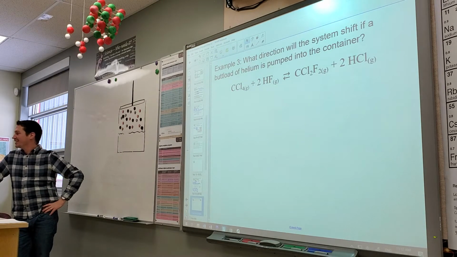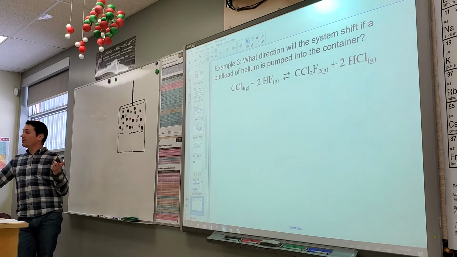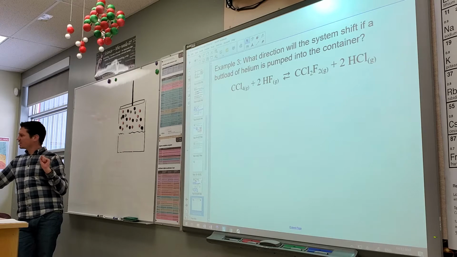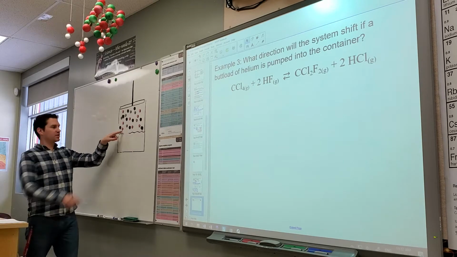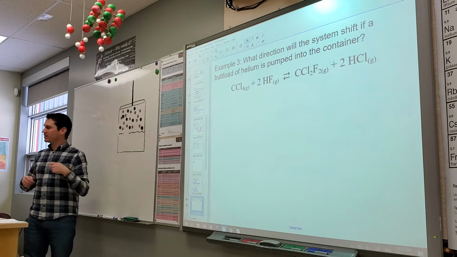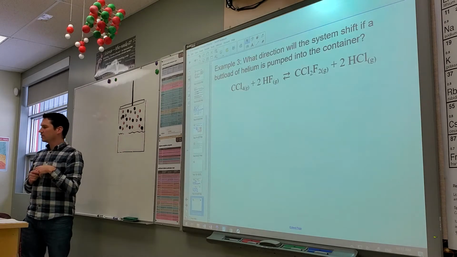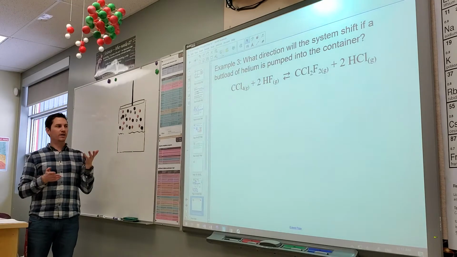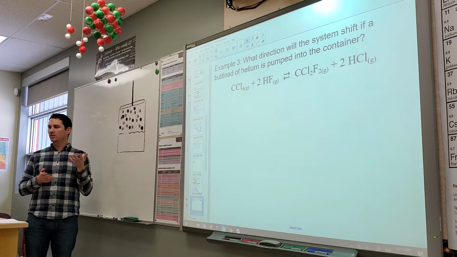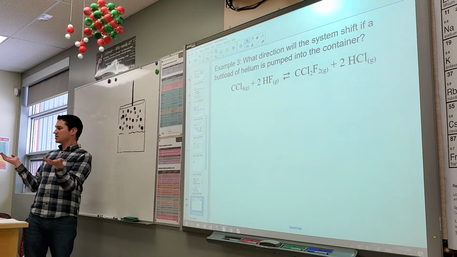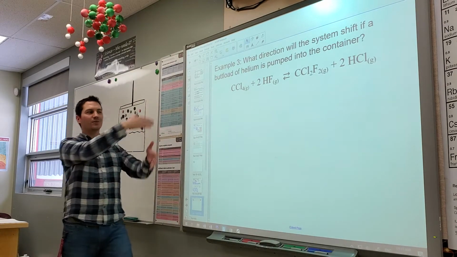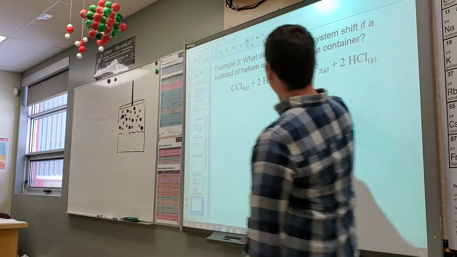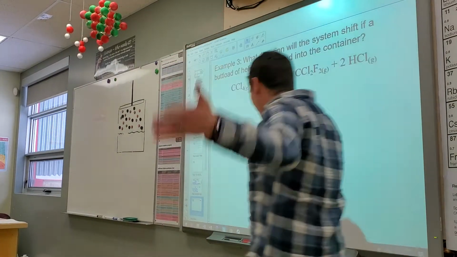What happened? The pressure went up, but did we change the concentrations of anything? No. Are the red things colliding with each other more often now that there's helium in here? No. So what did we do? Nothing. Nothing changes. Do you understand? The helium is inert. It doesn't react with anything, so there is no change.